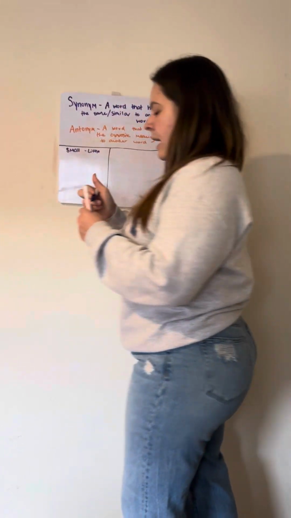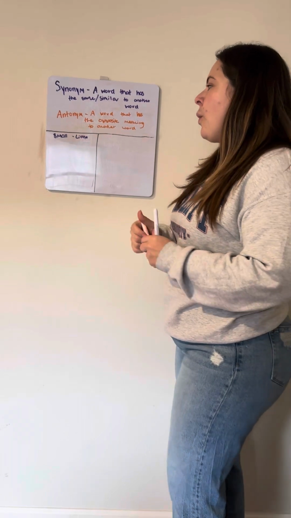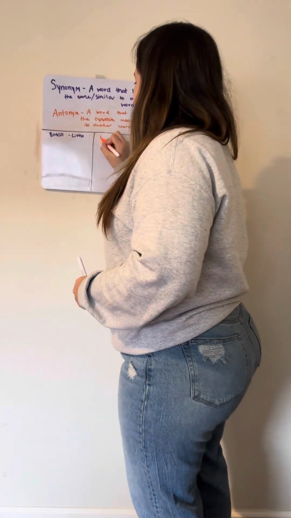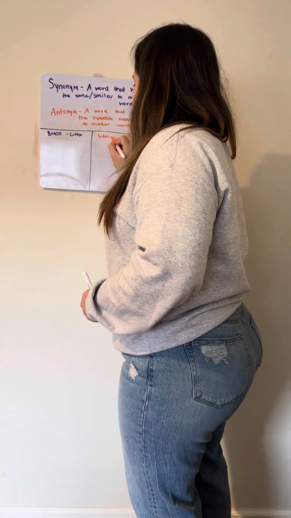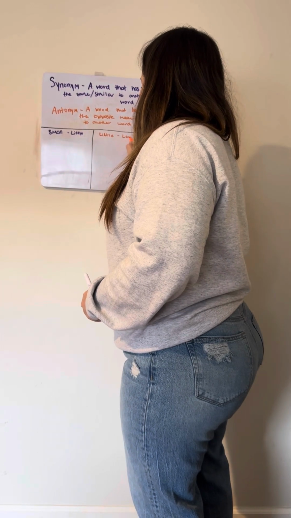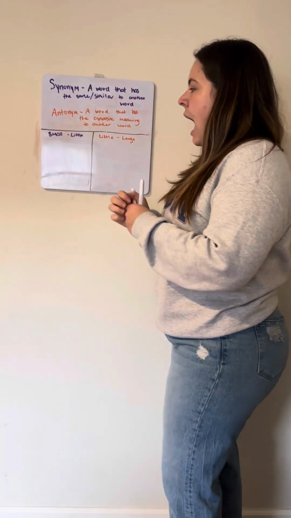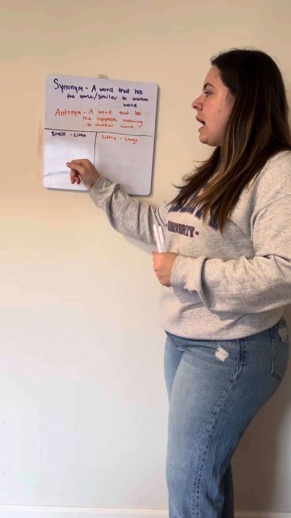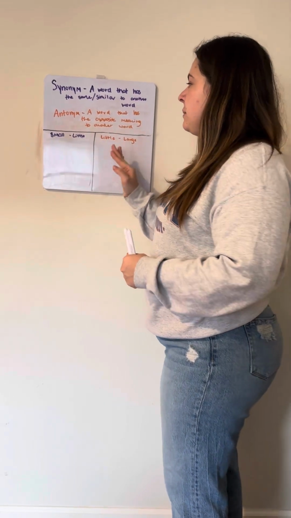And now let's think of an antonym we heard in our story. What about little and large? Little and large are opposites. During this lesson, I would like you guys to use this chart to write down your synonyms and antonyms.